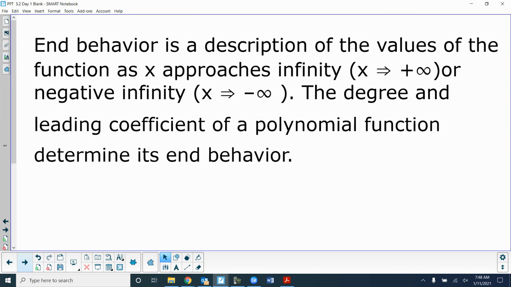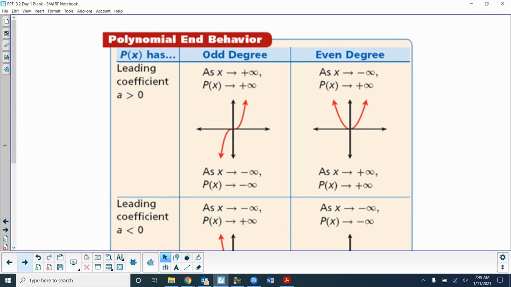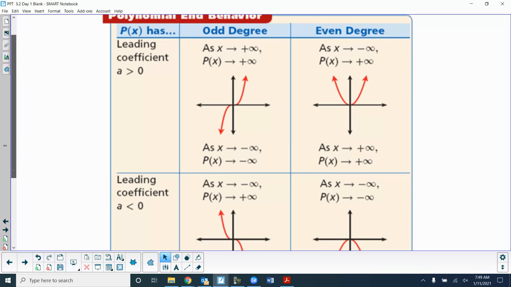Okay, so end behavior is a description of what's going on with the function at the very far right, positive infinity, and at the very far left, negative infinity. It says the degree and leading coefficient determine its end behavior. So if I look at the degree and the leading coefficient, I can tell what's happening at each end. I don't even have to look at it on my calculator. But if you want, you could just punch it in your calculator and tell also. Okay, so here's how you tell.